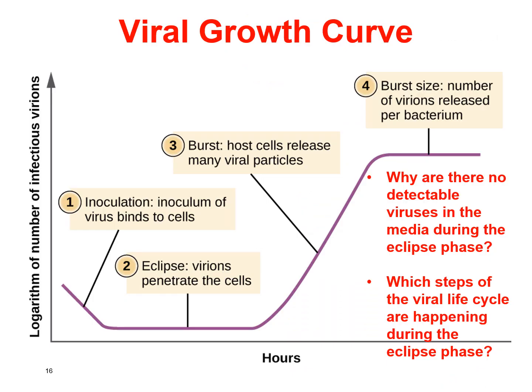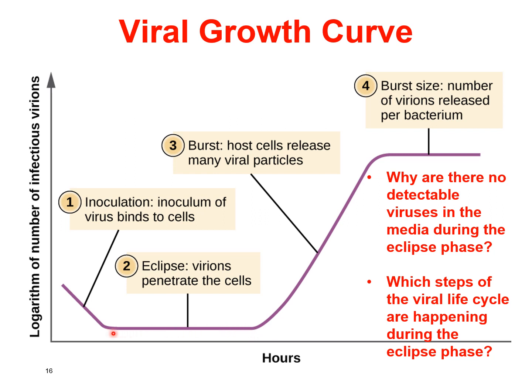So here's a picture of the viral growth curve. What we have is the log number of viruses on the y-axis, and then we've got time on the bottom. So step number one is just showing you that we've added the virus to the cell culture. And then in the eclipse phase, you can see that the number of viruses has really decreased and they've disappeared.